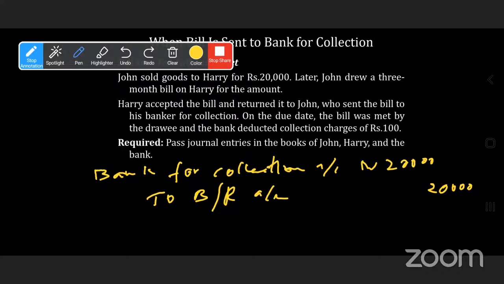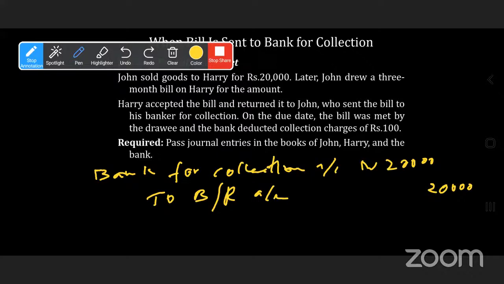Now, the other transaction is on the due date, the bill was met by the drawee and the bank deducted the collection charges of rupees 100. So it is not a discount, it is collection charges. For the services rendered by the bank, they will be charging some amount. We call those collection charges. The bank has rendered some service to John, and 100 rupees was charged to John for collection charges.